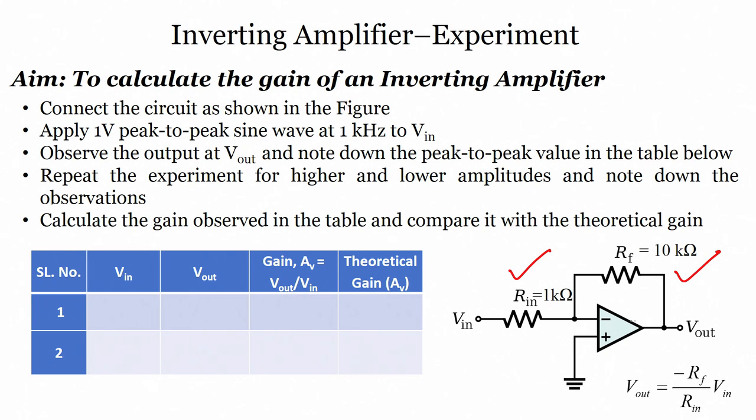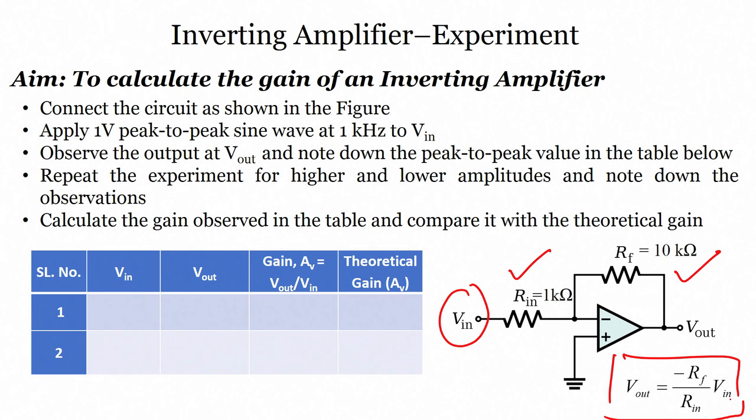If you see closely, the input signal is given to the inverting terminal. That means it is an inverting amplifier. Next, we have to see the value of R in and the value of RF. We already know the formula for V out. For an inverting amplifier, V out is minus of feedback resistor RF divided by input resistance R in, into input voltage V in. We know this formula.